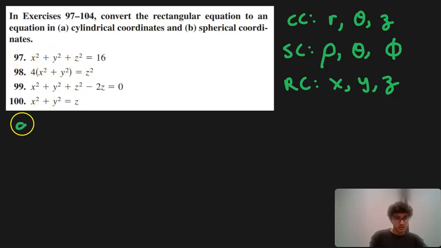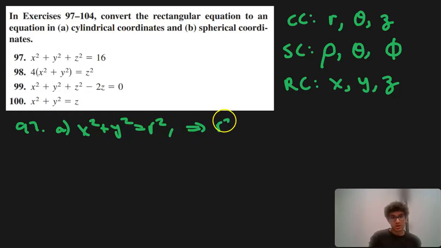For question 97, part A is quite straightforward. The main thing to know is that just like in a two-dimensional polar system, x squared plus y squared is r squared. So x squared plus y squared equals r squared, which means r squared plus z squared equals 16. So that's our part A. That's all we need to do. We just convert it into cylindrical coordinates with r and z. There's no theta here whatsoever.